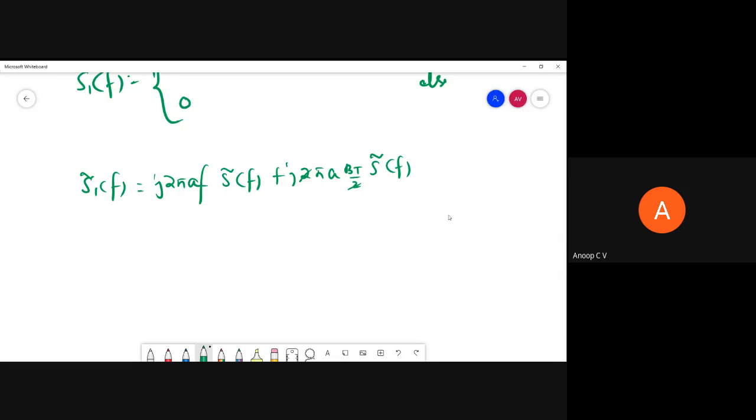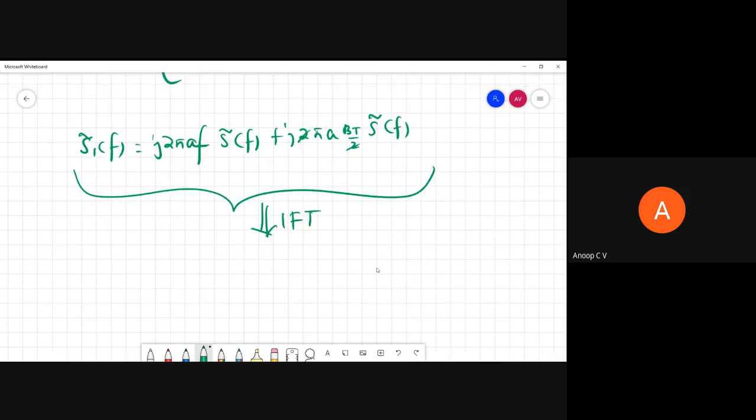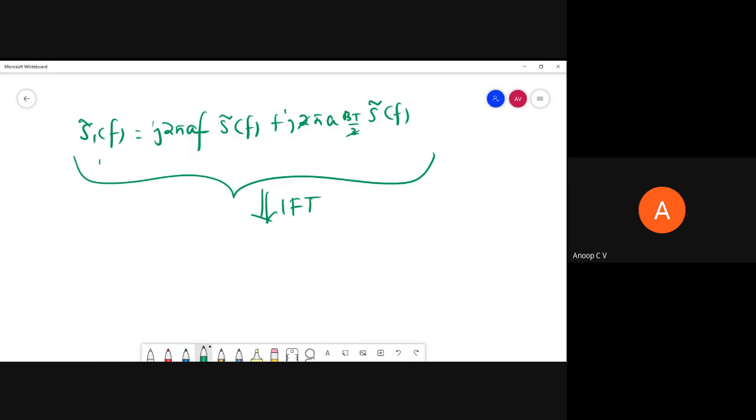Again, I request all of you to take it down along with me. So this s1 tilde of f is j 2 pi a f s tilde of f plus j pi a bt s tilde of f, right? So now we can take the inverse Fourier transform of this entire thing. The inverse Fourier transform of s1 tilde of f will be s1 tilde of t, right? We are going to take the inverse Fourier transform.